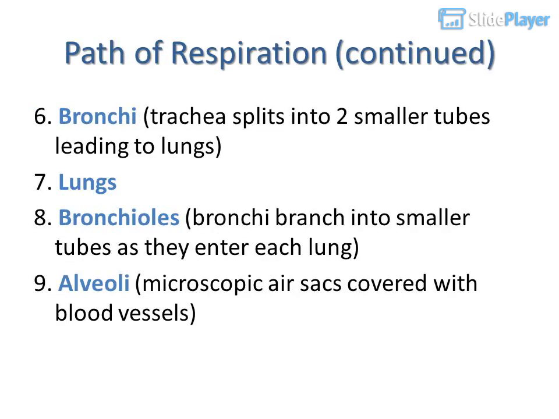Path of respiration, continued. 6. Bronchi: the trachea splits into two smaller tubes leading to the lungs. 7. Lungs. 8. Bronchioles: bronchi branch into smaller tubes as they enter each lung. 9. Alveoli: microscopic air sacs covered with blood vessels.